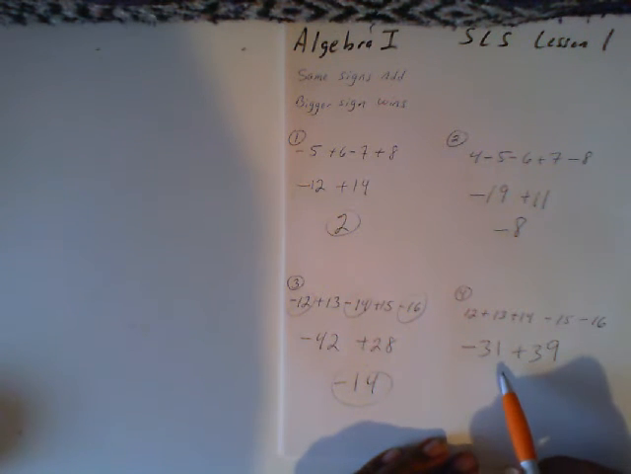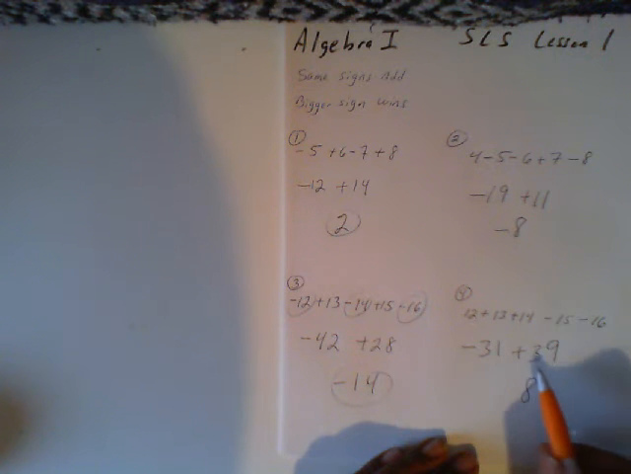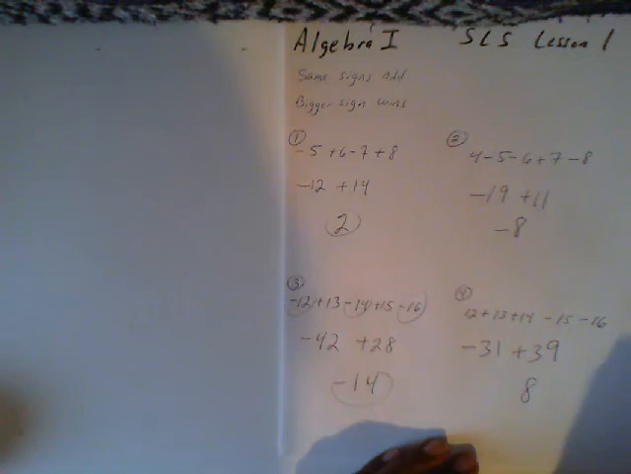Okay, so these are not same signs, they're different signs, so we're going to subtract. So different signs subtract. So 31 from 39 leaves 8. The bigger sign wins, which is a positive 39, so it's a +8.